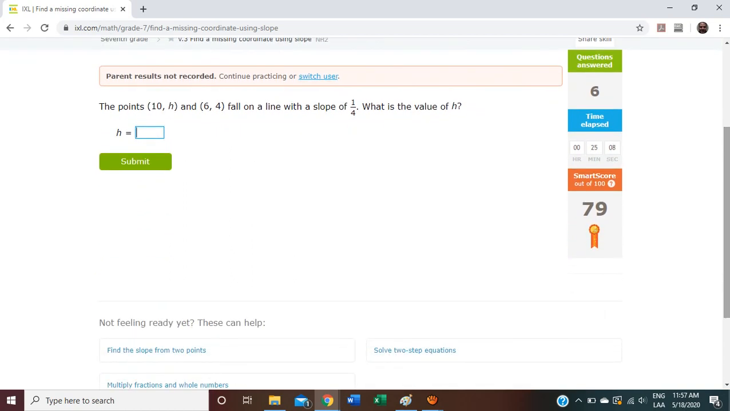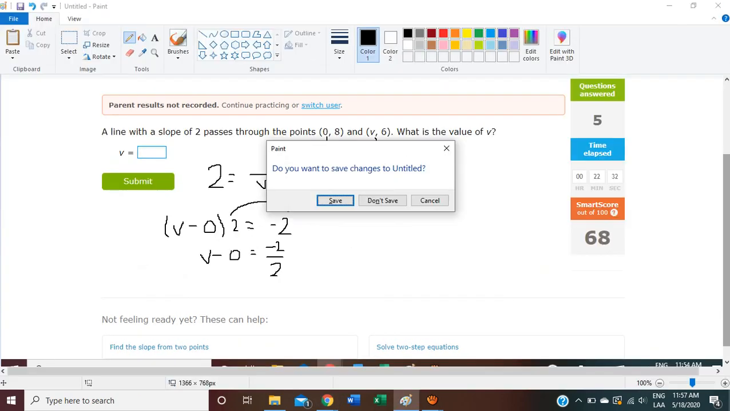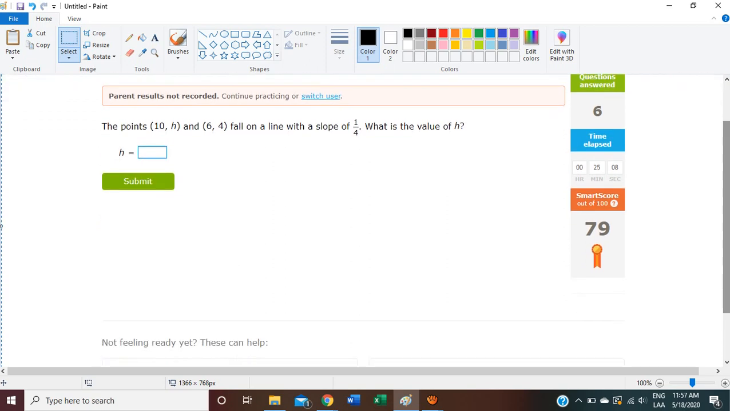Print the screen. All right, so we have a slope of 1/4. Okay, 1/4 equals 4 minus h divided by 6 minus 10 equals negative 4. Okay? So this 4 is dividing, or this 4 is dividing. I can send this one to the other side or this one to the other side, either way. Sorry, I am going to send this one to this side.